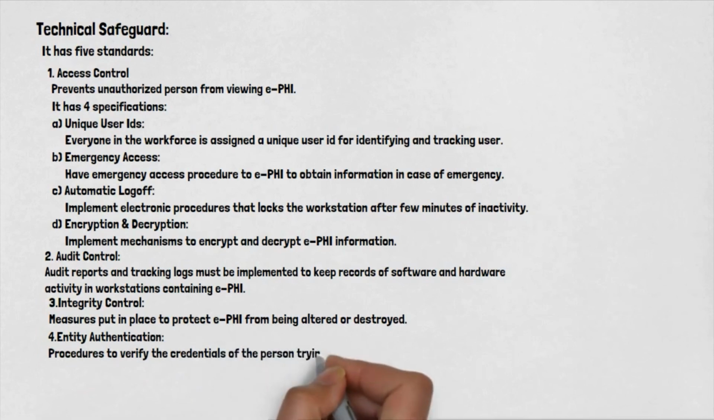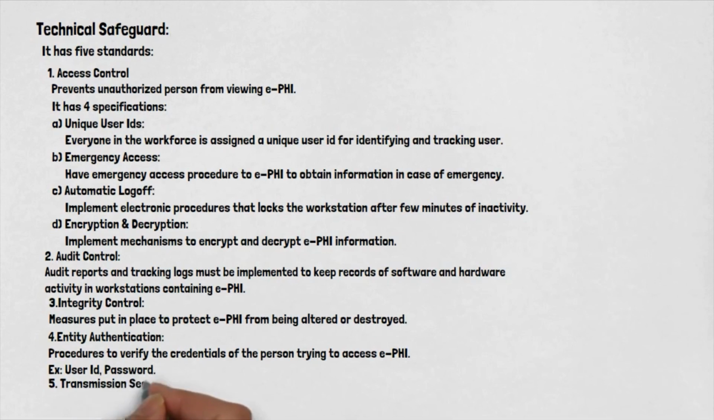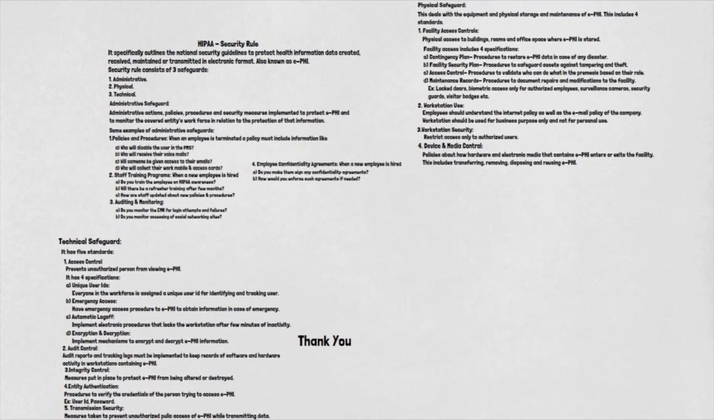Now the next one is entity authentication. Procedures to verify the credentials of the person trying to access ePHI, like user ID and passwords. Now the fifth one is transmission security. Measures taken to prevent unauthorized public access of ePHI while transmitting data. This is the reason why the files from the doctor's office are uploaded through secure services like Dropbox and Amazon Cloud services. Thank you.